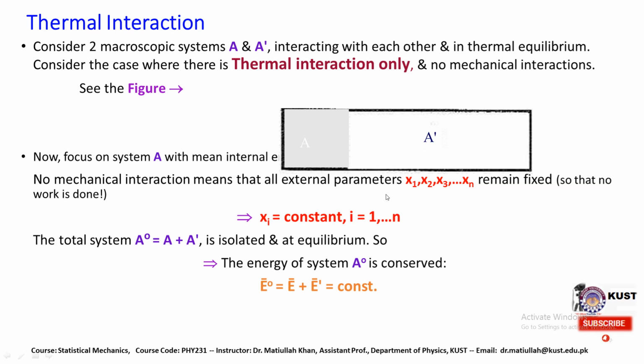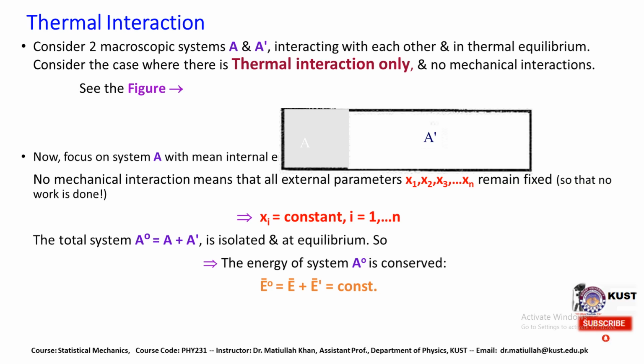That means the external parameters of this system, x1, x2 and up till xn, remain fixed, and no work is done because there is no sort of mechanical interaction. So xi should be a constant quantity. So the total energy of the system A0 should be equal to A plus A dash, that is isolated and in equilibrium. So the energy of the system is conserved.